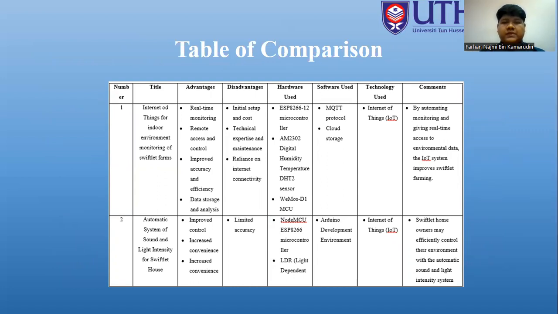The hardware used is ESP8266, AM2302 digital humidity temperature sensor, and NodeMCU, and the software used is MQTT control protocol and cloud storage. The technology used is Internet of Things, and the comment is that by automating monitoring and giving real-time access to available data, the IoT system improves swiftlet farming.